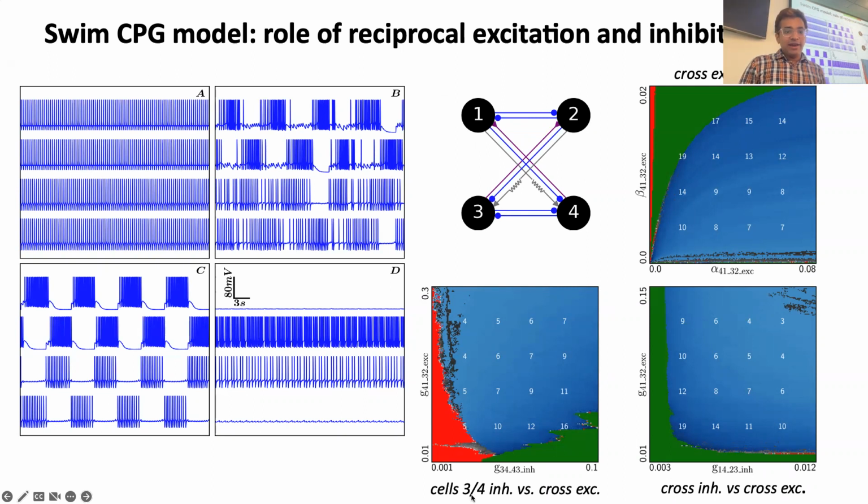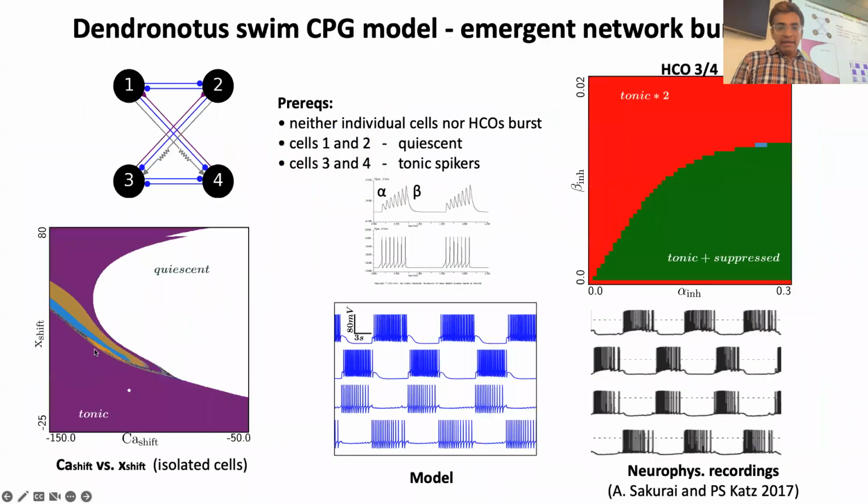And here we are looking at the mutual inhibition between cells 3 and 4 on this axis, and the cross excitation from 1 to 4 and 2 to 3, that's on the y-axis. So when the mutual inhibition is very low, these are in the red region, which is the cells 3 and 4 are tonically spiking. And as you strengthen the mutual inhibition, they go to this green region where one cell suppresses the other, as shown in this panel. Okay. As you increase the cross excitation, then you start seeing this blue region where you have this full network rhythm. So this is the rhythm produced by the CPG even in experimental recordings.